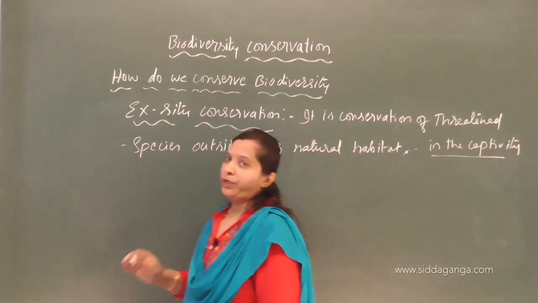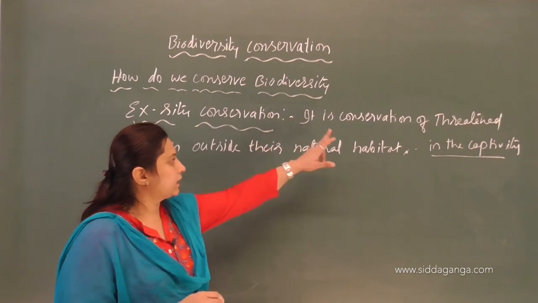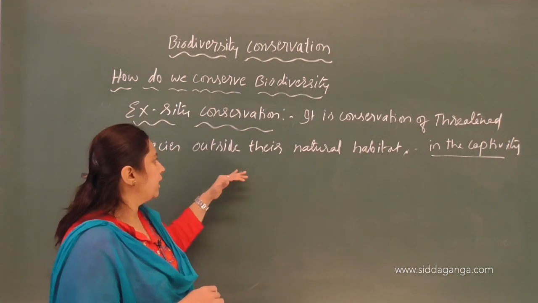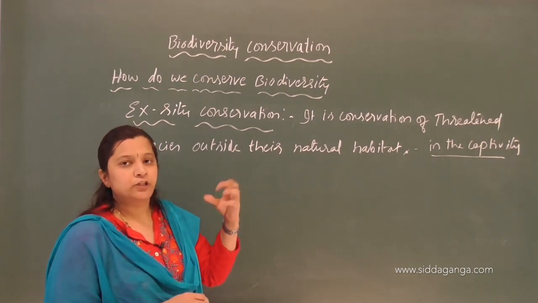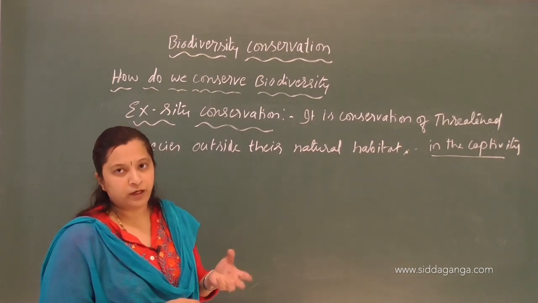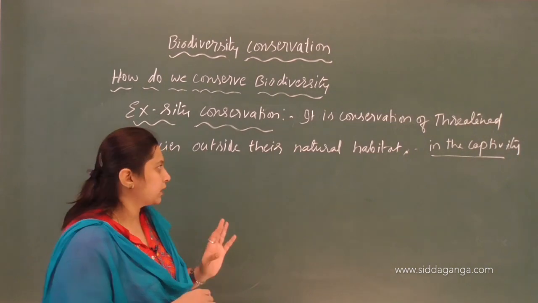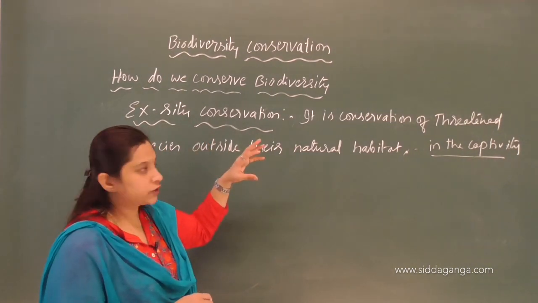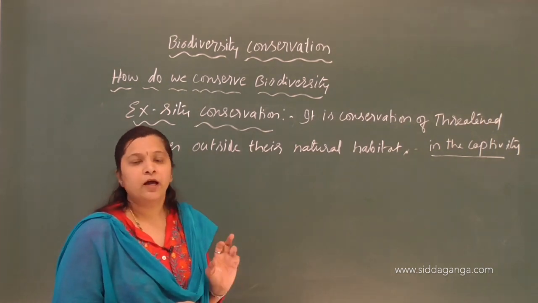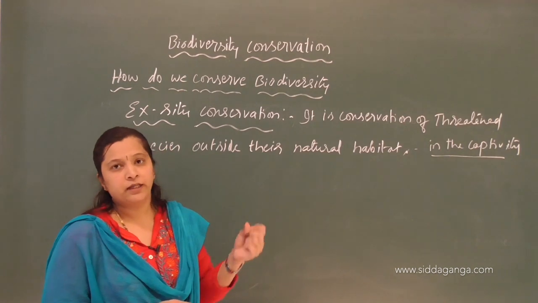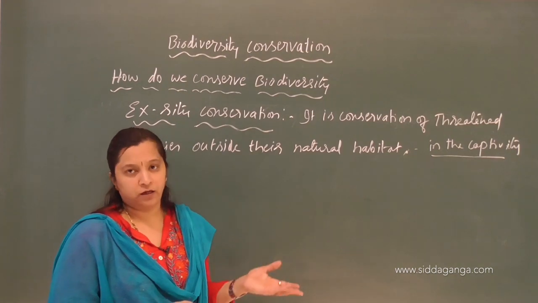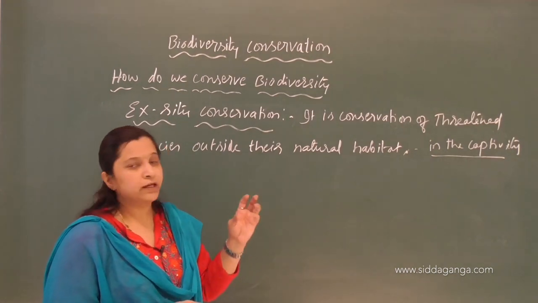So ex situ conservation means what here? It is the conservation of threatened species of plants and animals. Threatened species are the species which are going to become extinct if we do not take care of them. So those we call threatened species, right? So in ex situ conservation, it is the conservation of threatened species outside their natural habitat. Some animals are protected in captivity. Captivity means they are held by humans, preventing them from escaping, right? So that is called living in captivity.